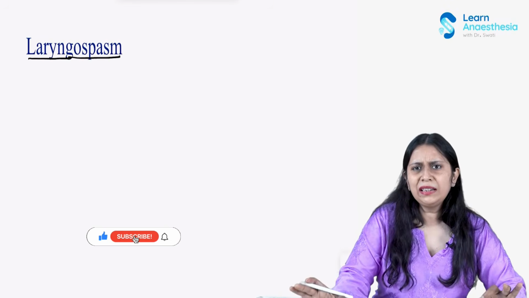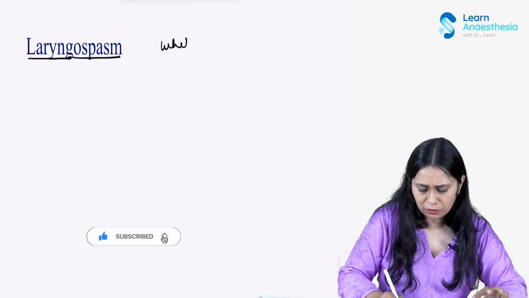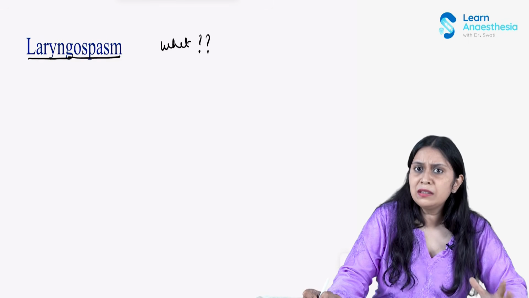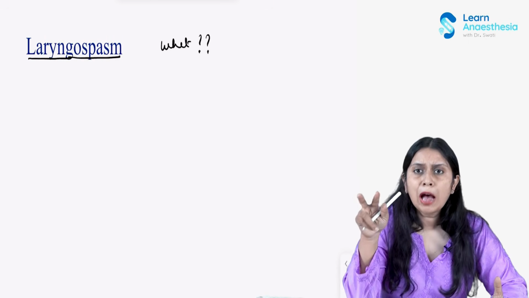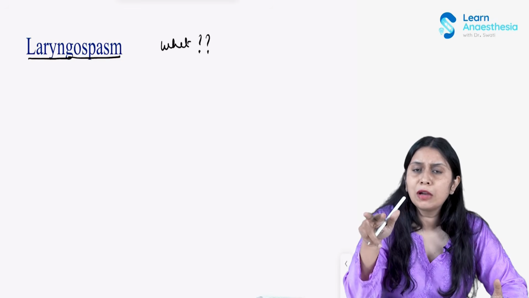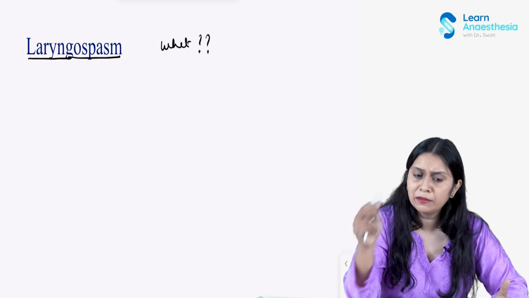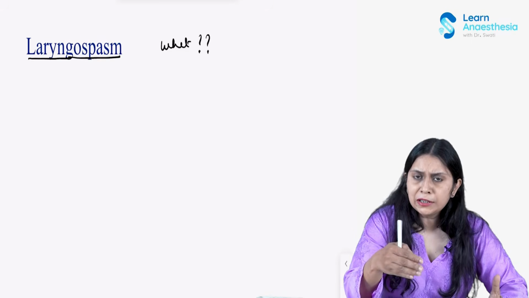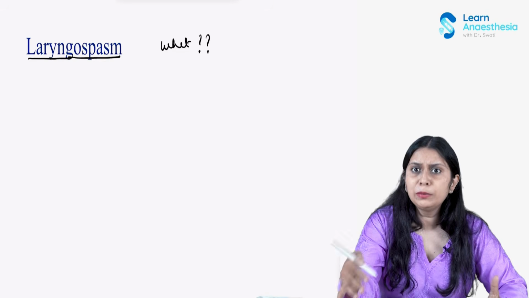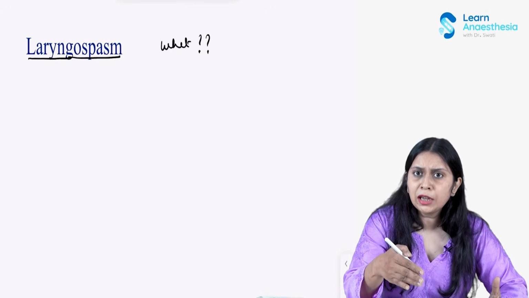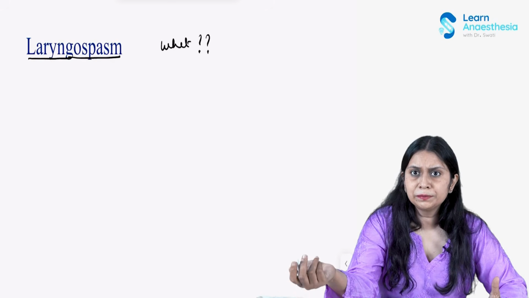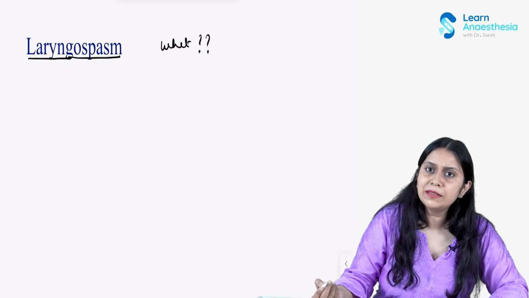So what exactly is laryngospasm? Laryngospasm is reflex closure of the larynx. And how does this reflex closure happen? By approximation of both the true and the false vocal cords. We can have absolute laryngospasm, we can have a partial laryngospasm. Definitely the presentation in partial laryngospasm would be less severe, but anytime the partial laryngospasm can get converted into the absolute laryngospasm, right?